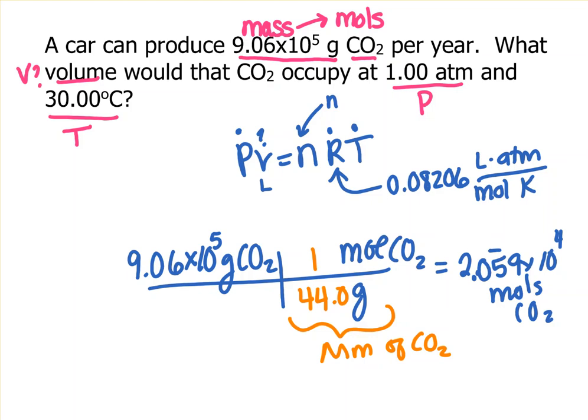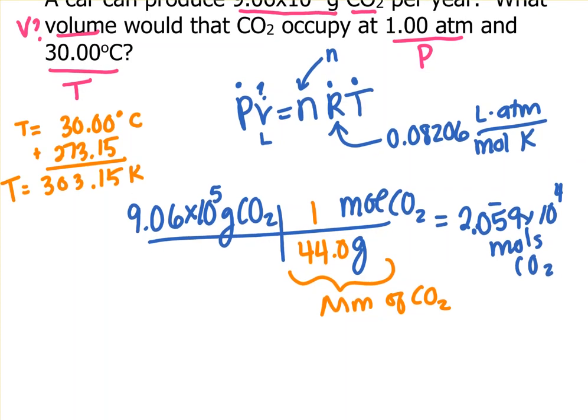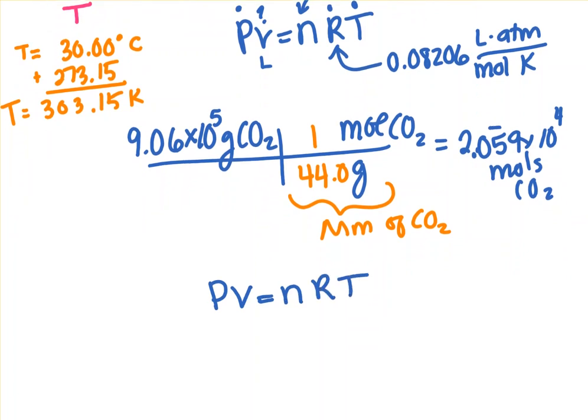I need to have my temperature in the correct units as well. So I have 30.00 degrees C, and I need to add 273.15 to get Kelvin. Okay, and so now I have everything in the right units. I'm going to go ahead and put it into what I like to call PIV nRT, the ideal gas law.